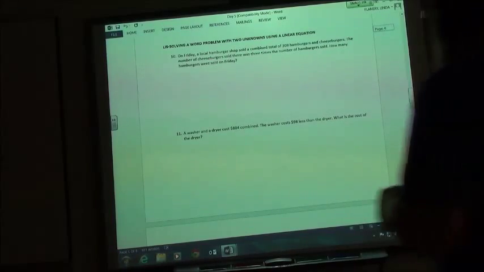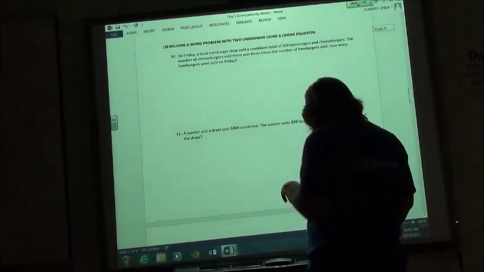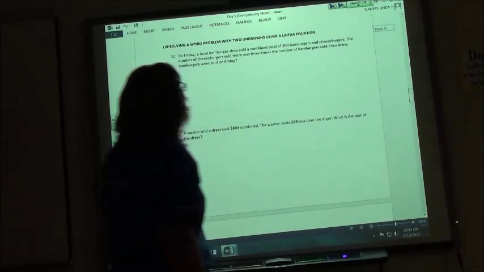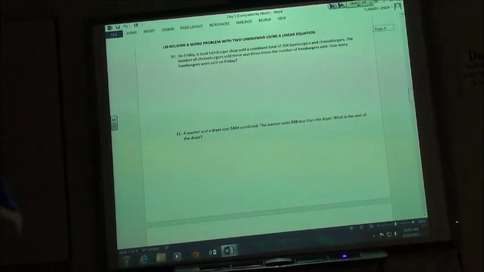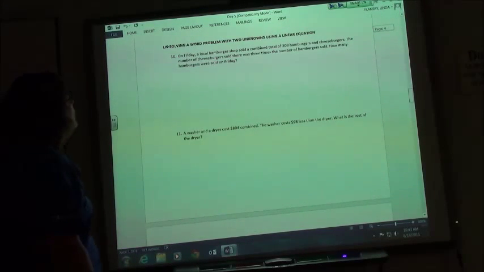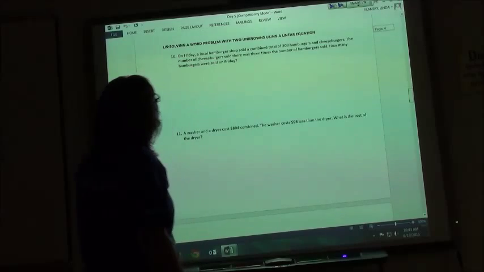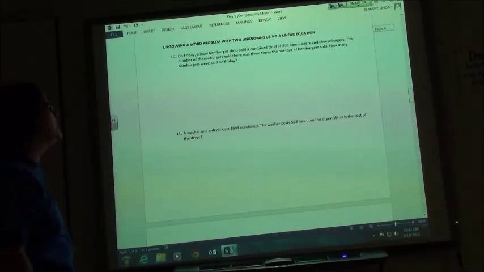All right, 10, 11, and 12, solving a word problem with two unknowns using a linear equation. If we have two unknowns, we have to have two equations, a system of equations, in order to solve them. And so it says, on Friday, a local hamburger shop sold a combined total of 308 hamburgers and cheeseburgers.